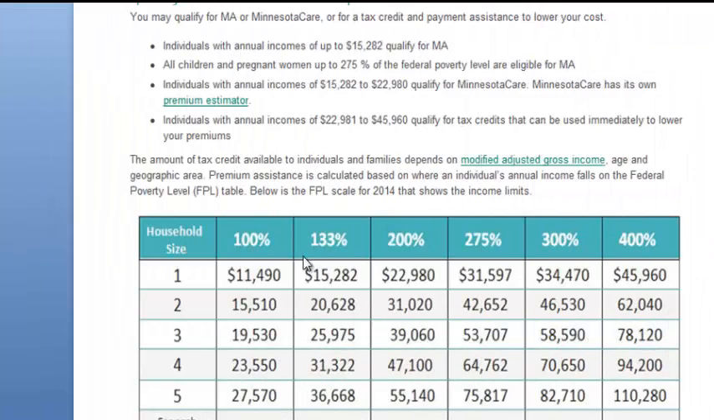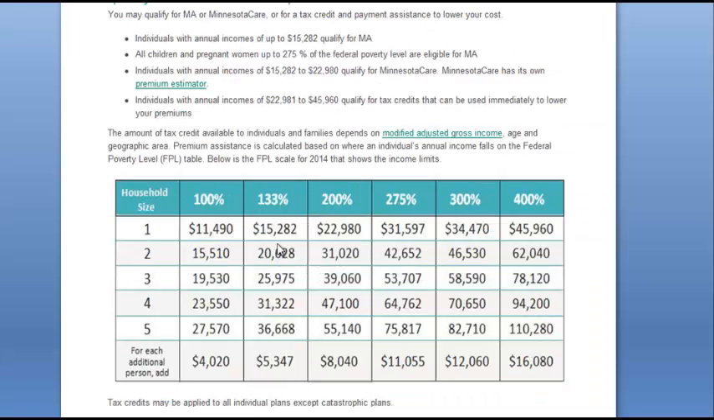So we look at the MNsure chart. At 191, we would fall right here, 22,000. Obviously, $22,000 is where we are as a single person, so we're going to qualify for MinnesotaCare. So at that point, once you know that you qualify for MinnesotaCare, you have a few options.